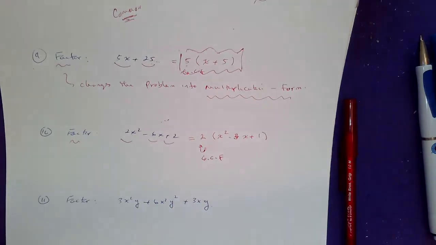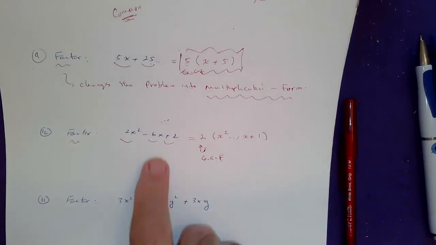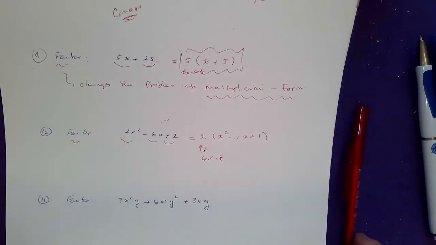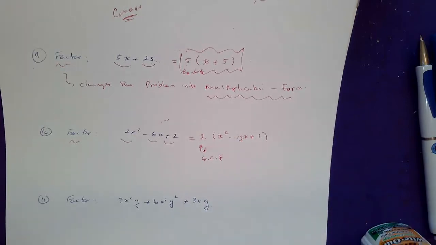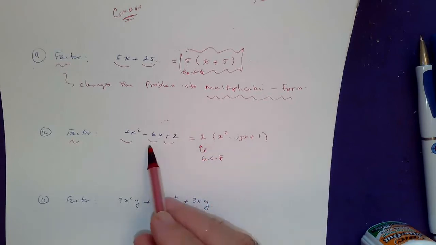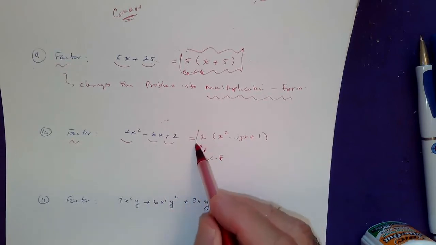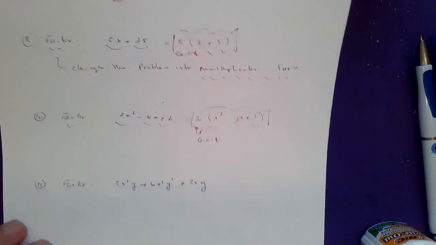What goes inside the parentheses is what you have to multiply your GCF by to get all of these guys back. So in this case, that would be x squared minus 3x plus 1, because if I distribute the 2, I get all these guys back. So this is the factored form of this so-called trinomial.